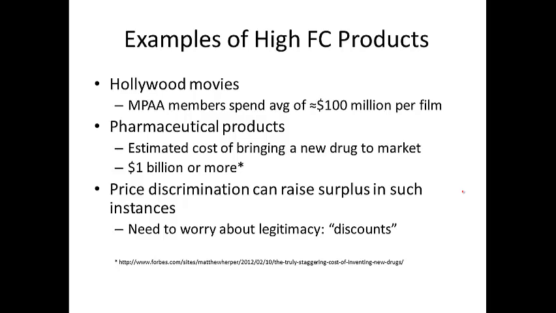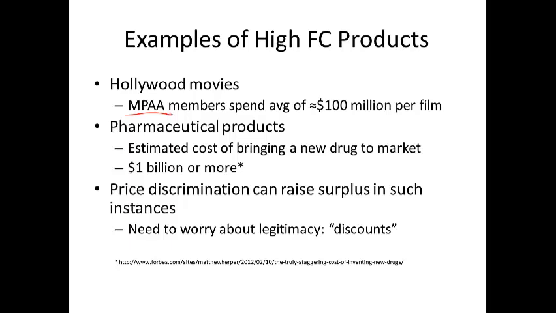Now, these concerns aren't completely far-fetched. Some of the products we've already mentioned have very high fixed costs, and in many cases small marginal costs. And price discrimination turns out to be an important part, or at least it could be an important part, of the strategy for making these products feasible and bringing them to market. So Hollywood movies. Well, the members of the Motion Picture Association of America spend an average of something like $100 million per film to bring their films to market. That's pretty expensive, and so it would be handy for them and perhaps for us as well if they could find lots of different ways to generate revenue to produce those exciting movies.